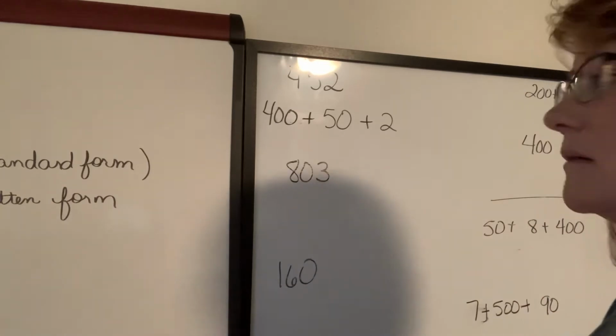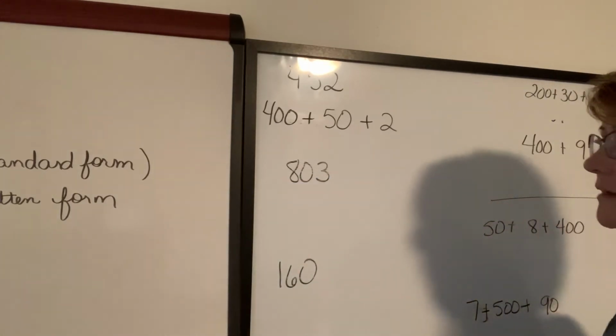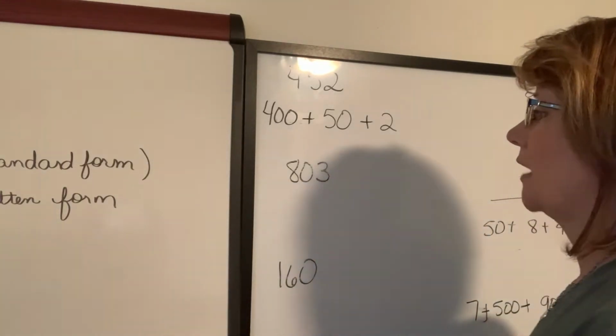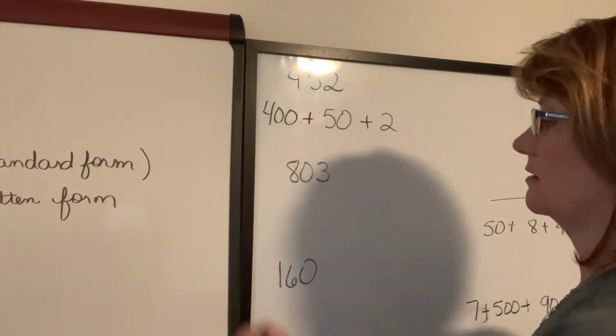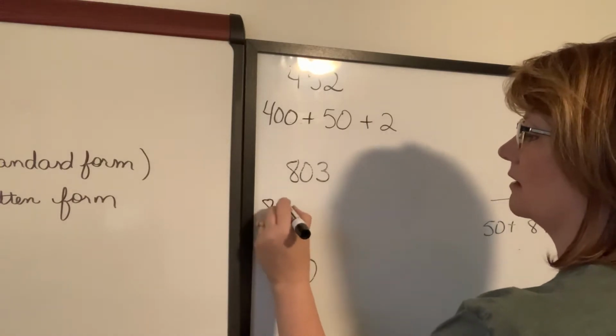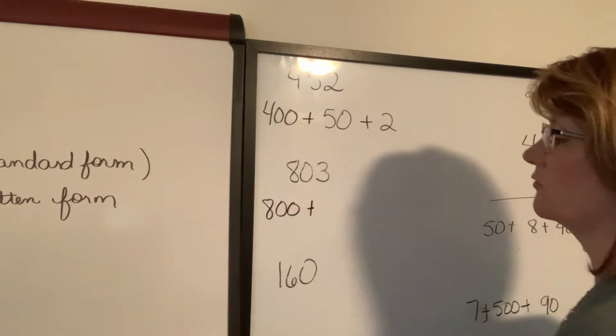You should be able to see that one better. The 803. Now this one can be tricky. I have 8 hundreds, right? Not just 8 of something. I have 8 hundreds, which would be 800. I'm going to put my glue of my plus sign.